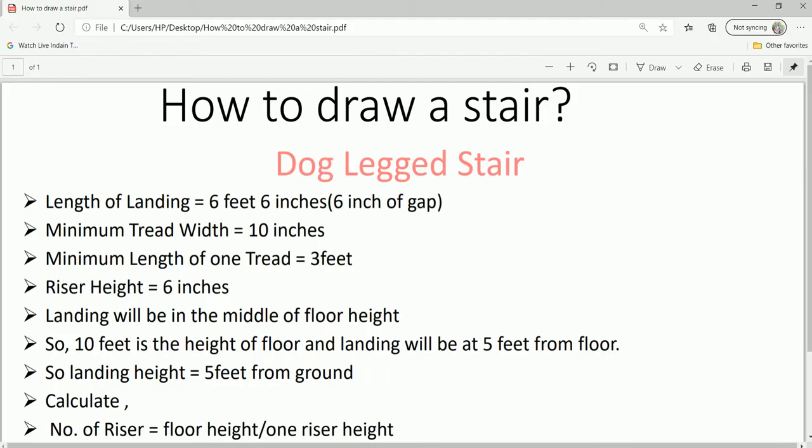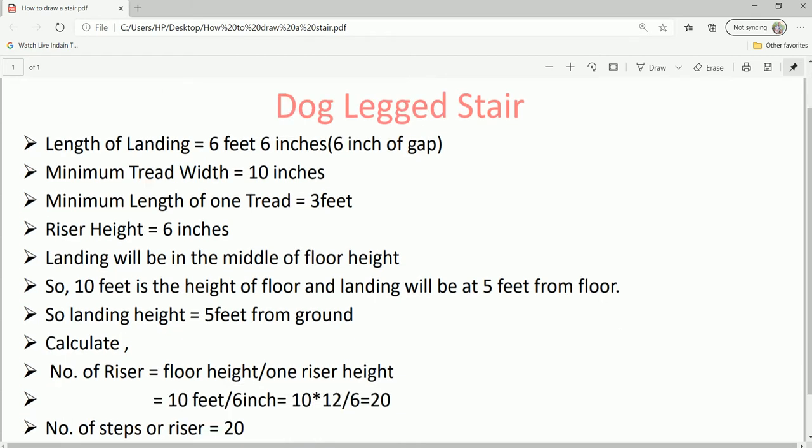Today I am going to tell you how to draw a stair in a plan. This is the dog leg type of stair. First of all, the length of the landing is 6 feet 6 inches. Minimum tread width is 10 inches. Minimum length of one tread is 3 feet. As you know about tread and landing. If you don't know, then no problem, I am going to show you.